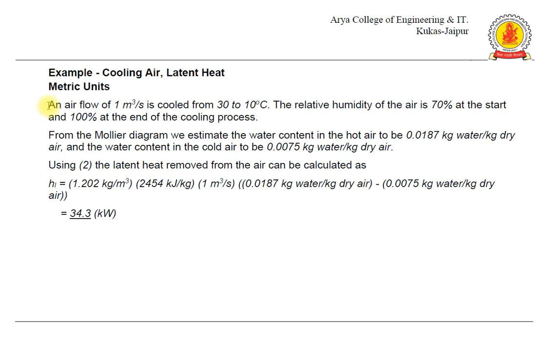So what is happening here? Air flows at the rate of 1 meter cube per second and it is cooled from 30 degrees to 10 degrees. In this process, its relative humidity changes from 70% to 100%. It became completely saturated. So we have to find out the cooling load for it.